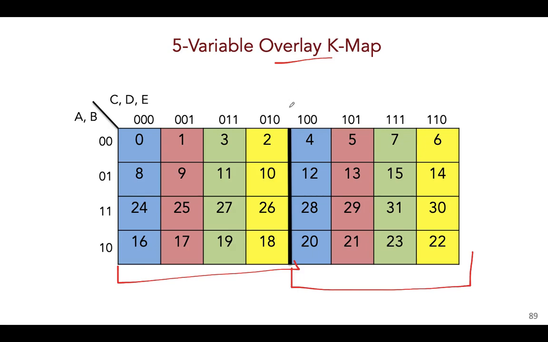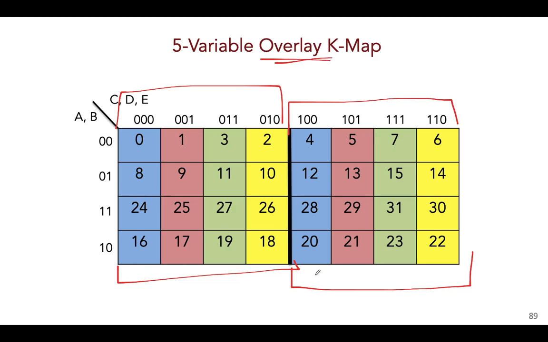So suppose that you take out this half of this overlay map, and then you put this on top of this one. And that's why they overlay. They overlay on top of each other. That's why it's called an overlay K-map.